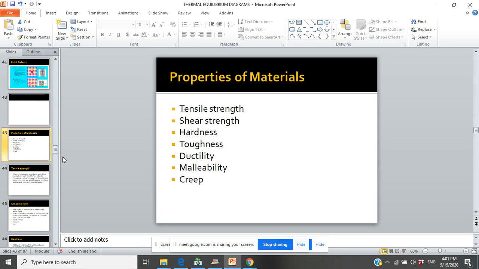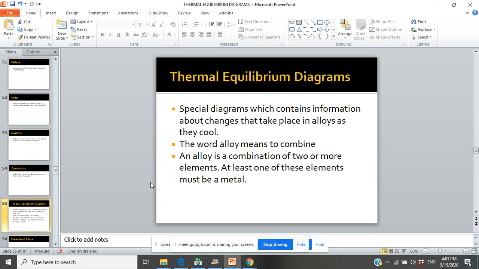Properties of materials, we've talked about them already at length, so I'm not going to go through them. I'm going to skip on. The last thing I'm going to talk about today is thermal equilibrium diagrams. And lads, these are going to come up in your exam. I'm telling you right now, I'm going to give you a thermal equilibrium diagram. So listen up. I'm going to give you everything that we've done in the last couple of weeks.